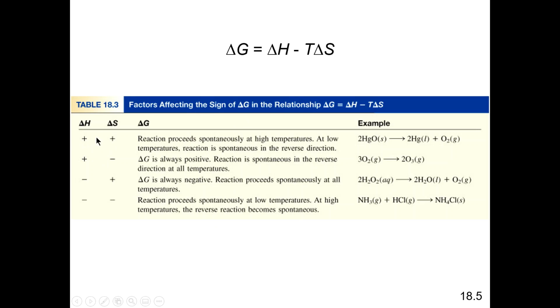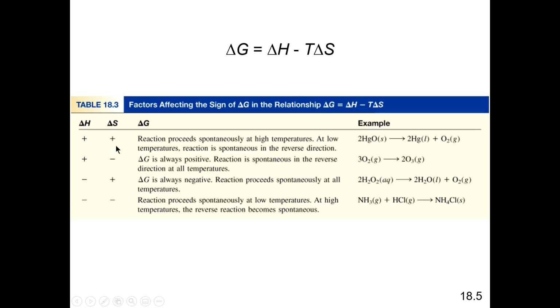So let's look at the first possibility here. If delta H is positive and delta S is positive, then whether or not the reaction is spontaneous depends on whether the temperature is high or low. If the temperature is high, these two terms are positive, right? That means delta G would be negative, and therefore the reaction would be spontaneous if the temperature is high, such that delta H is less than T delta S. Now, if the temperature is low, then the reverse will be true, which would mean that delta G will be positive, and therefore the reaction will be non-spontaneous in that direction.